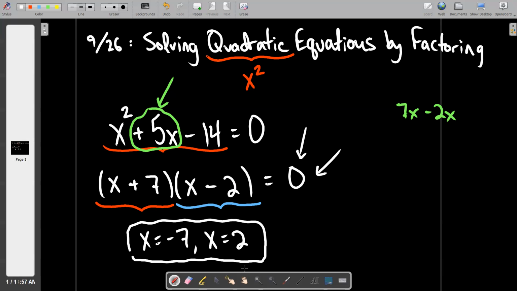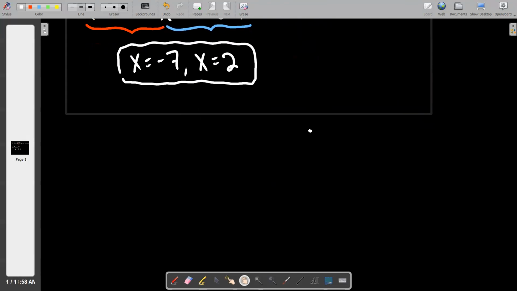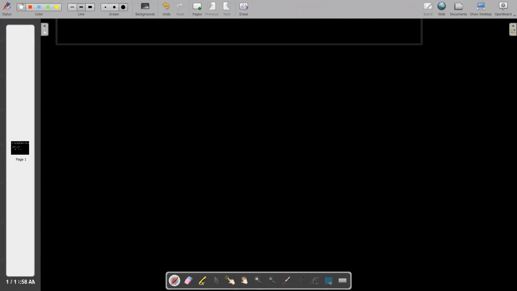Okay, what makes this work is the fact that it's equal to 0. That's what that last step is all about: if two things multiply to make 0, then one of them has to equal 0. And since we don't want to play favorites, we just set them both equal to 0.